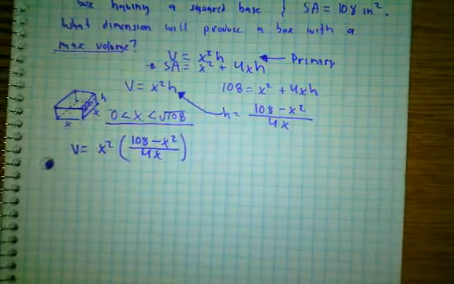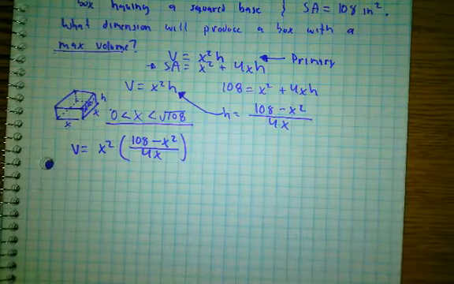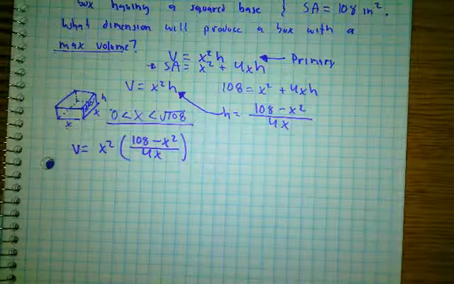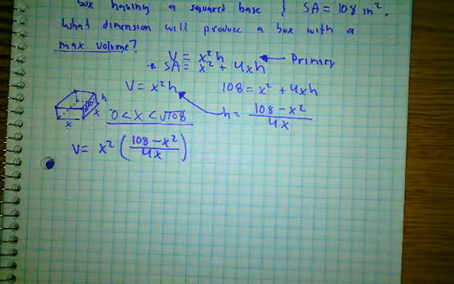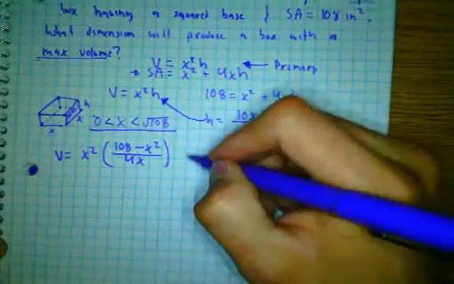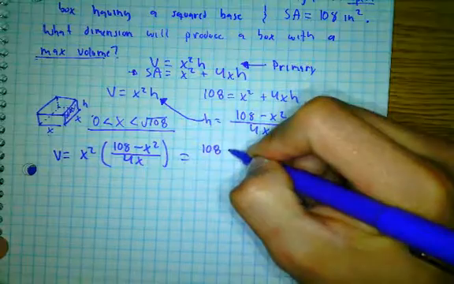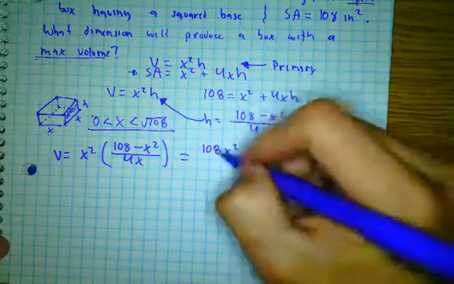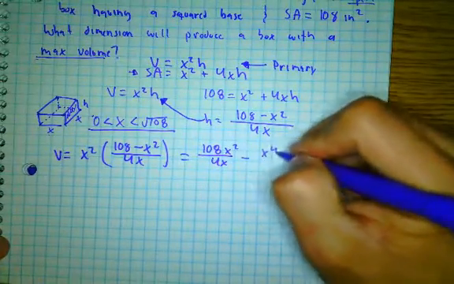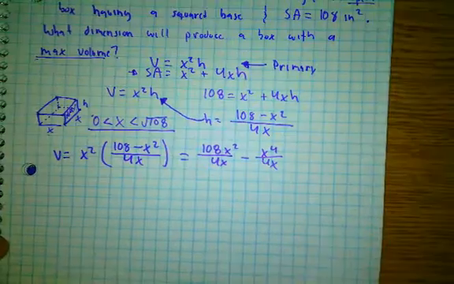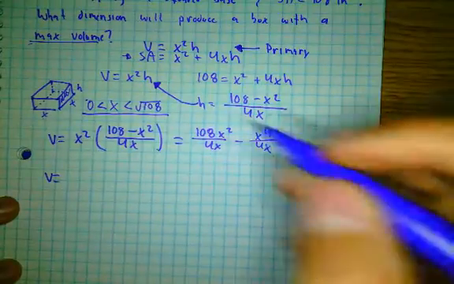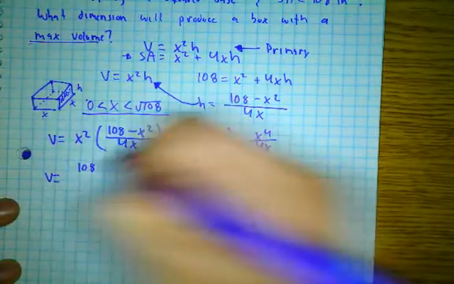I would distribute the x squared. That way, if you distribute the x squared, then you can take out the x. So then you're saying 108x squared over 4x minus x to the 4th over 4x, right? And that simplifies to volume equals 108x over 4 minus x to the 3rd over 4, right?